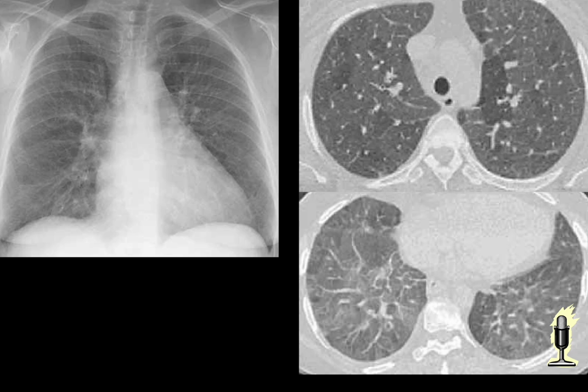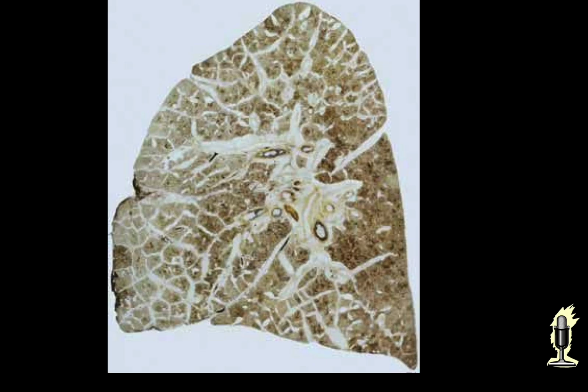The sparing of multiple lobules, as seen here, is also characteristic. The reasons for this are unknown. In contrast to lymphangitic tumor, the septa are smooth, not beaded.